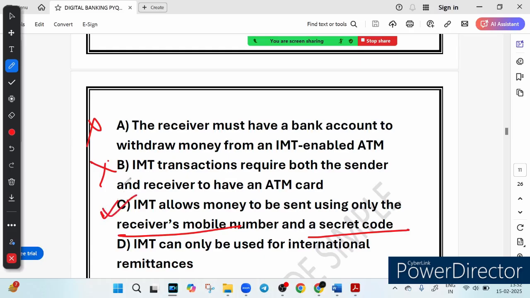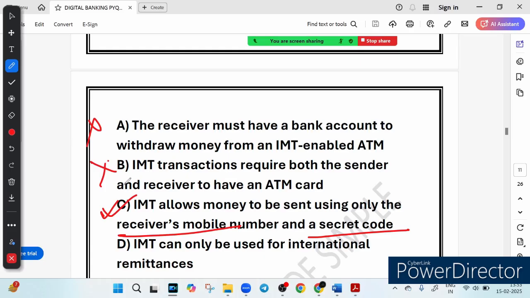Yes, this is correct. IMT is a service that allows money transfer without requiring a bank account or ATM card for the receiver. The sender initiates the transfer using their bank ATM or internet banking and enters the receiver's mobile number and a secret code. The receiver can withdraw the cash from the IMT enabled ATM by entering the mobile number and the secret code.